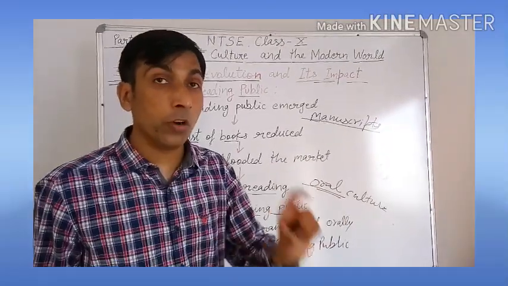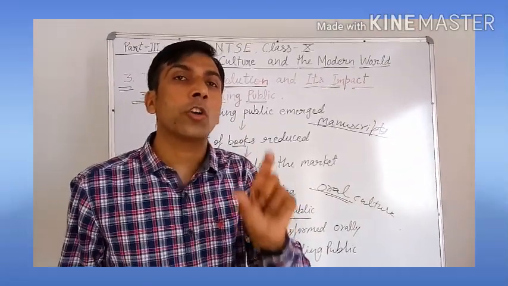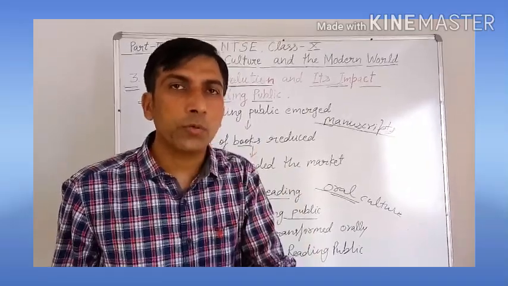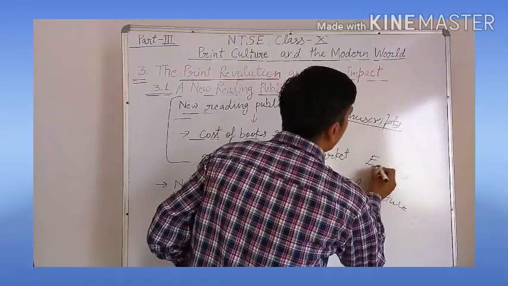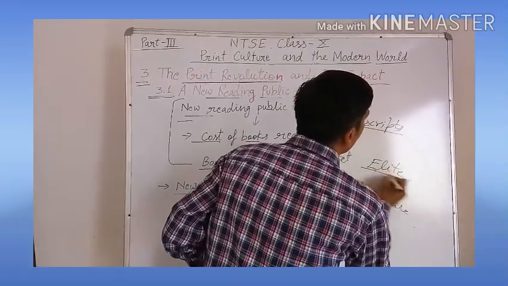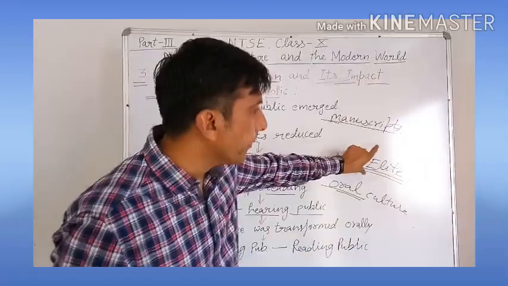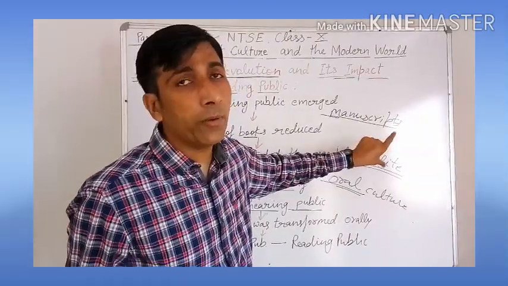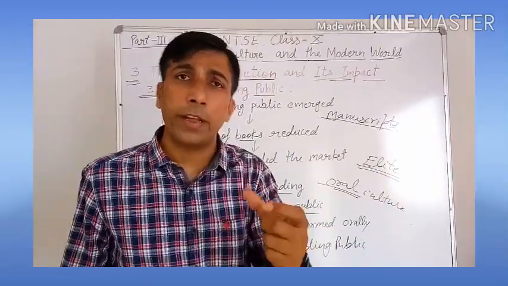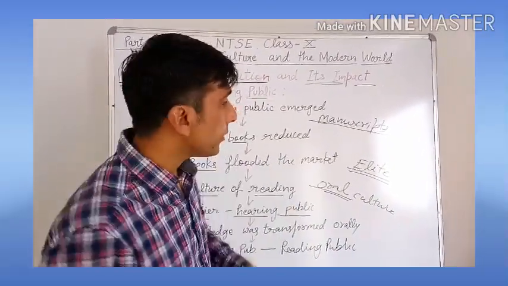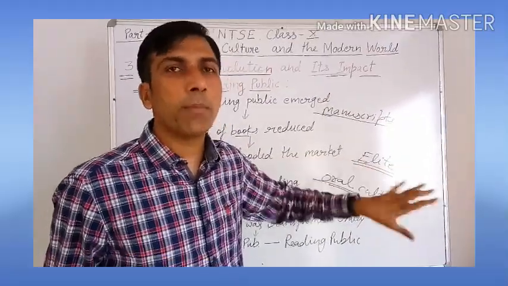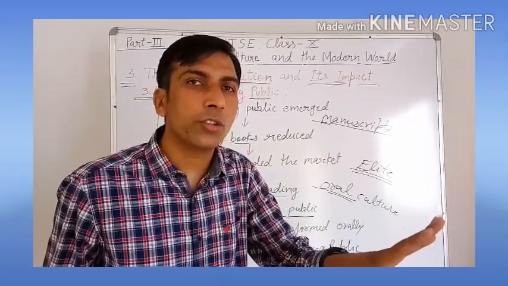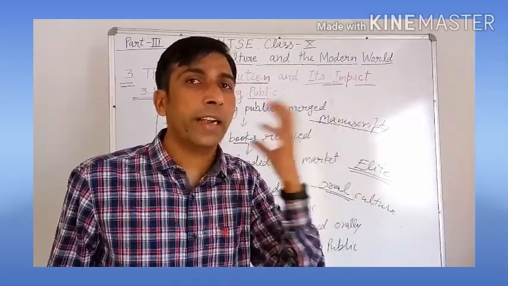Why? Because reading was not common. The books were only in the access of the elite group, right? These were higher class, rich people, and they were very few in number. So they could read the books, they were literate, but common people could not read the books, they just used to listen, right?